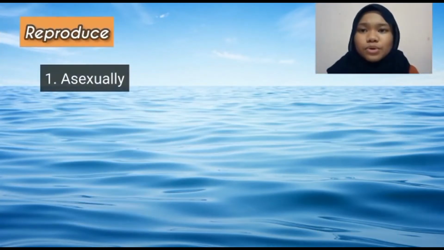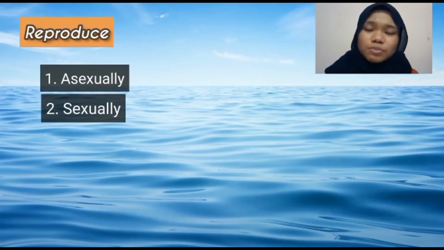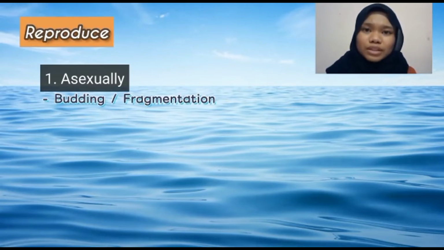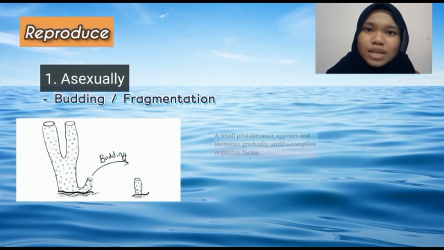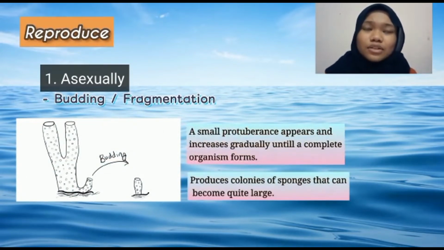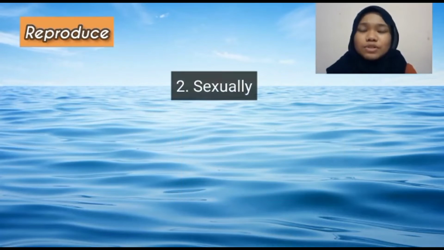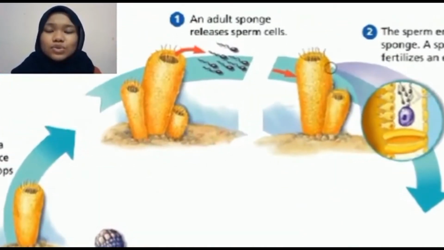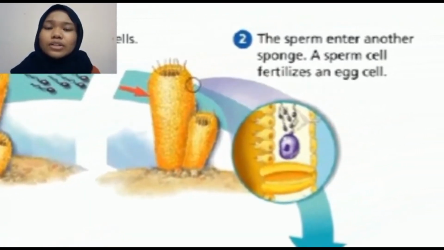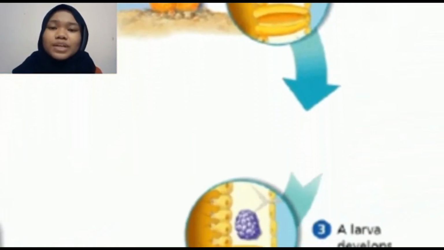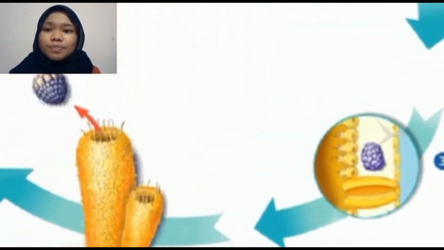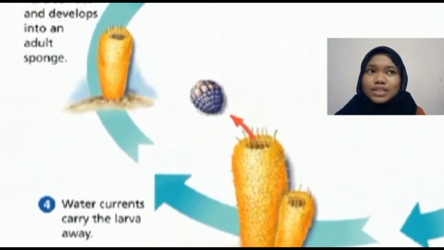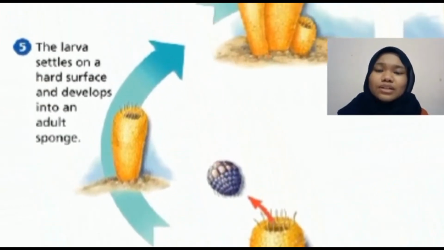Sponges can reproduce both asexually and sexually. Sponges reproduce asexually by budding or fragmentation, which is when a small protuberance appears and gradually increases in size until an organism forms. By budding, large colonies of sponges are developed. Sponges reproduce sexually when sperm cells enter the central cavity, and the zygote develops into a flagellated larva, and the larva is carried by the water current to another place, which then grows into an adult sponge.